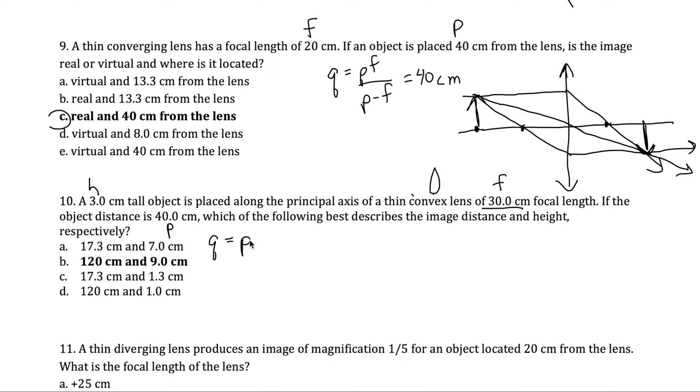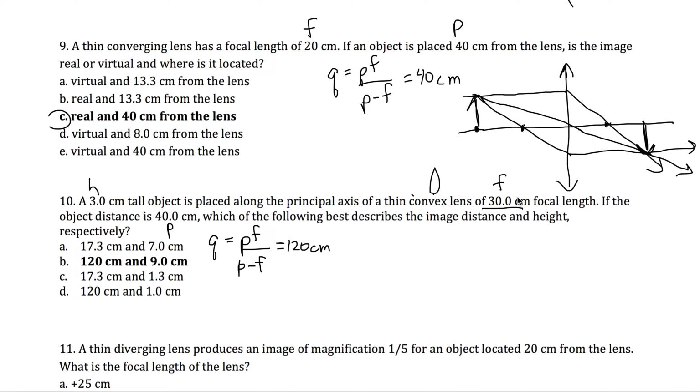Just like in the previous problem, it's going to end up being PF over P minus F. This was derived in problem number 6 from the thin lens equation. So we're going to put in the P and the F that are right here, the 40 and the 30, and we're going to get 120.